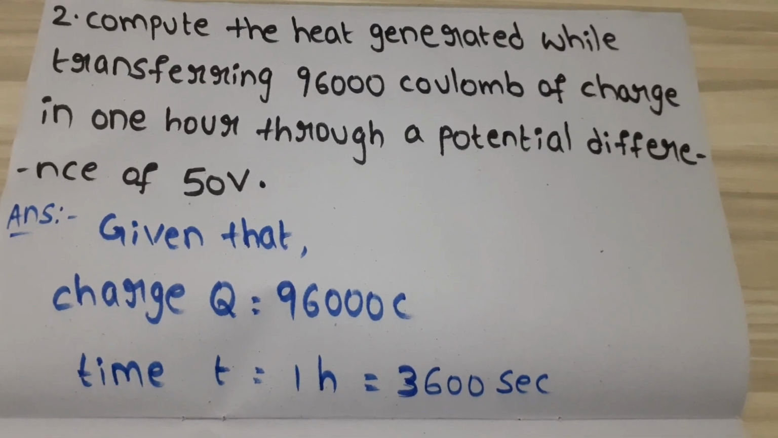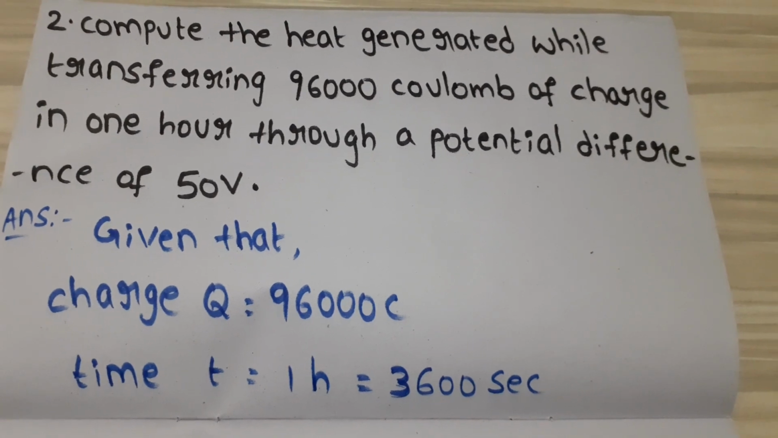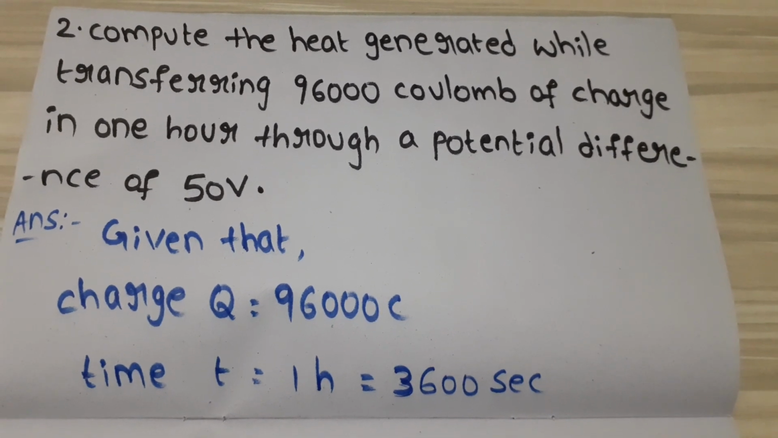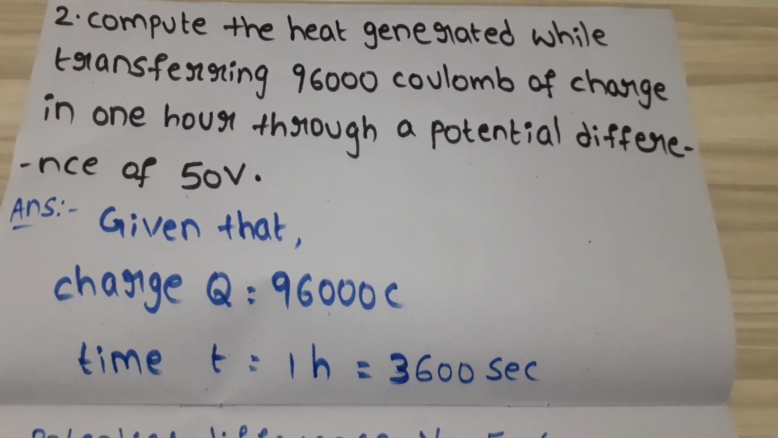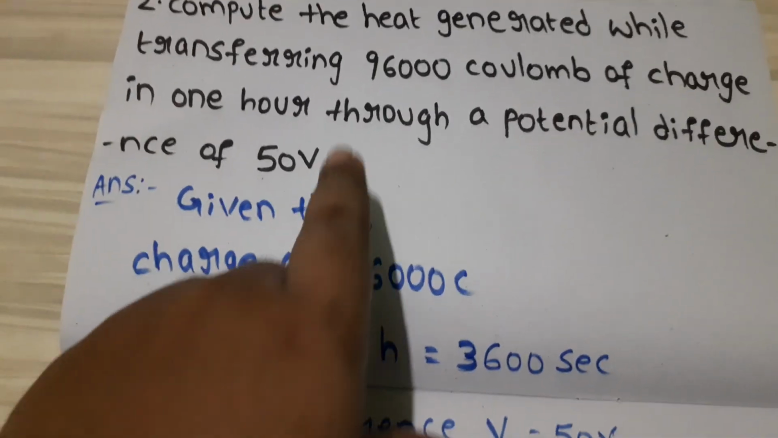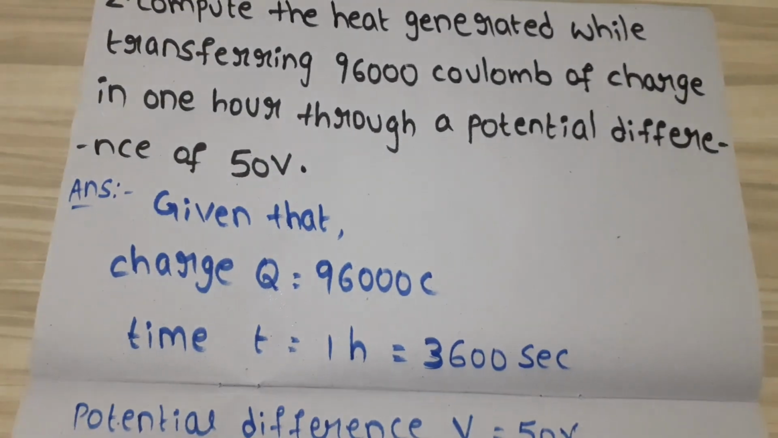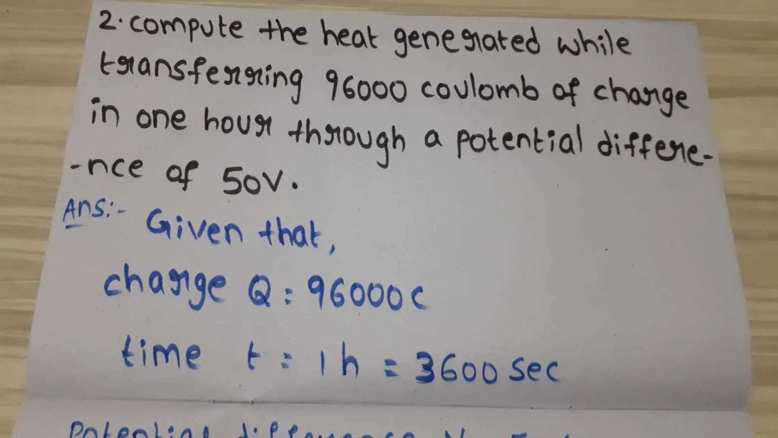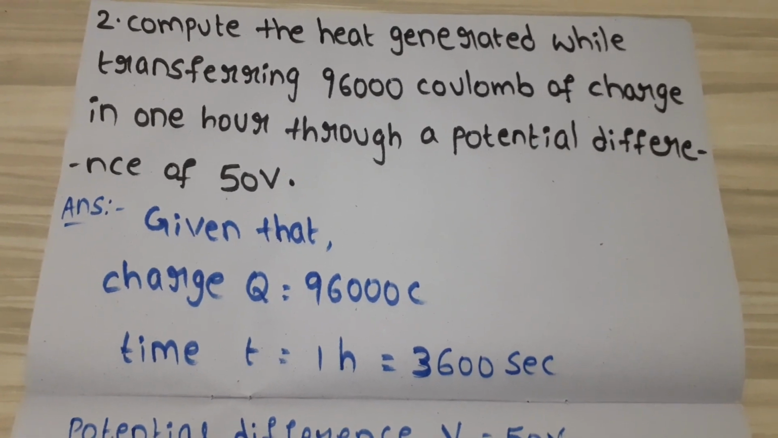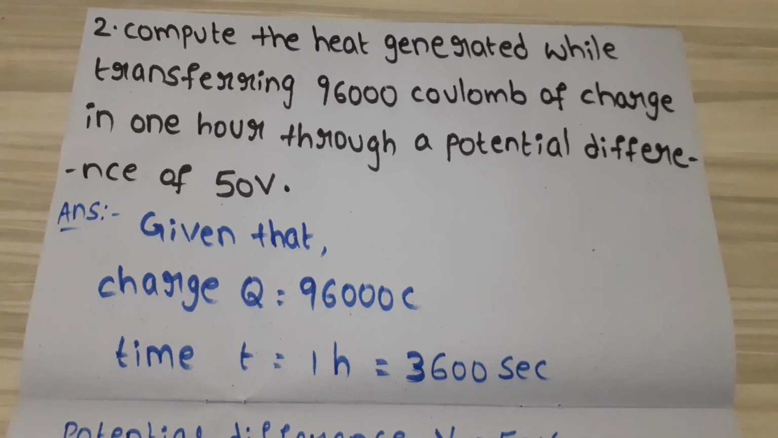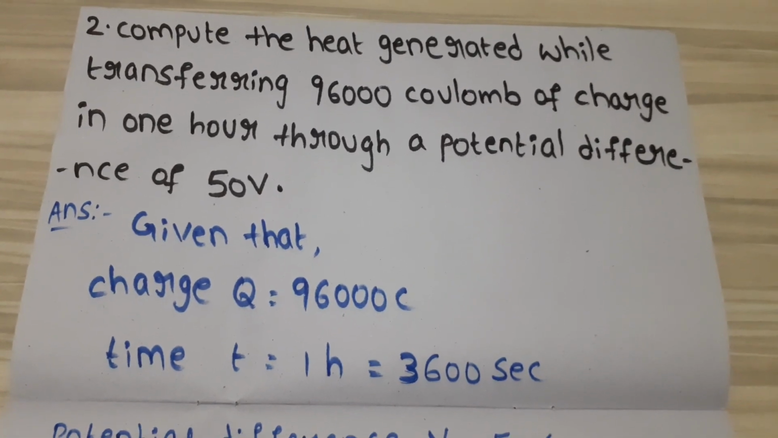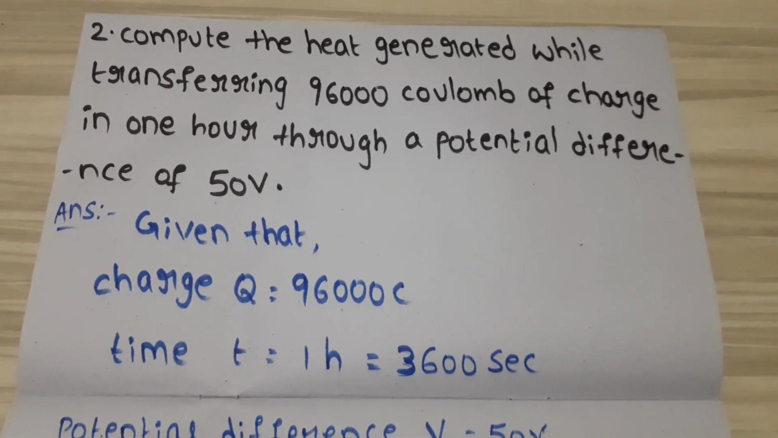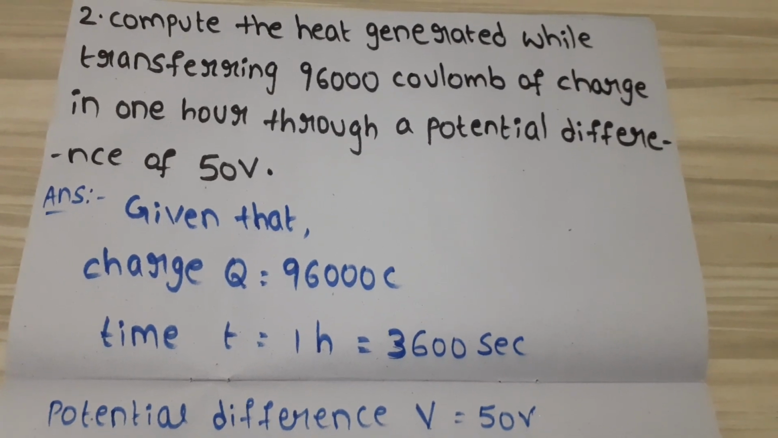Question number 2. Compute the heat generated while transferring 96,000 coulombs of charge in 1 hour through a potential difference of 50 volts. In that question, we have to find the heat generated, H. Given data: charge Q equal to 96,000 coulombs, time T equal to 1 hour. 1 hour can be converted into seconds: 60 into 60, 3600 seconds. Potential difference 50 volts.